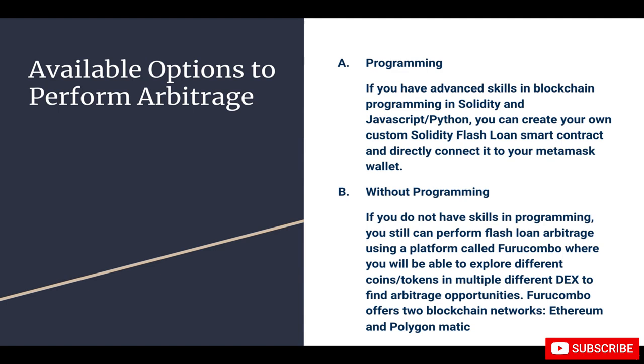What's up guys, welcome back to the course. In this video, we're going to be talking about available options to perform arbitrage, alright? So there are two main options here. The first one is through programming, okay? If you have advanced skills in blockchain programming in Solidity, JavaScript, or Python, you can create your own custom Solidity Flashloan Arbitrage smart contract. So you write your own code and directly connect your MetaMask wallet to Aave Flashloan or whatever Flashloan provider that you're planning to use, okay?